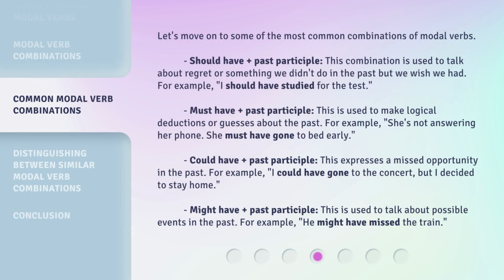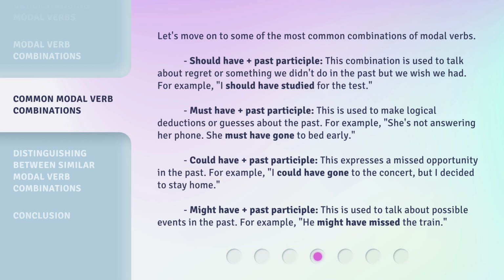Let's move on to some of the most common combinations of modal verbs. Should have plus past participle. This combination is used to talk about regret or something we didn't do in the past but we wish we had. For example, I should have studied for the test.